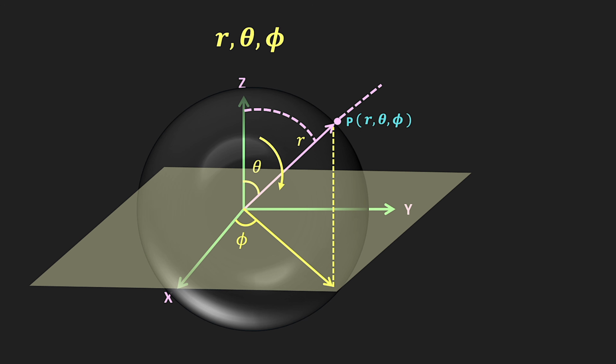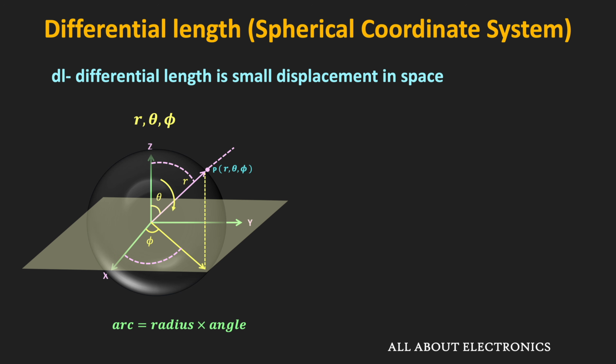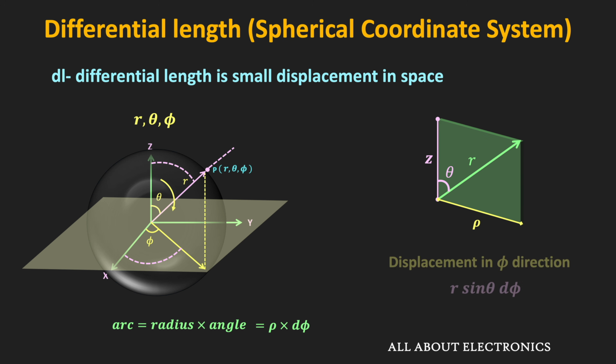Likewise, if we see the displacement in the φ direction, then once again it can be given by this arc. In this case, if we see the radius in this xy plane, it is equal to ρ, and the change in the angle is equal to dφ. That means the length of the arc is equal to ρ times dφ. And as you know, this ρ is nothing but the projection of r on the xy plane. That means ρ is equal to r sin θ. And therefore, the displacement in the φ direction is equal to r sin θ times dφ.